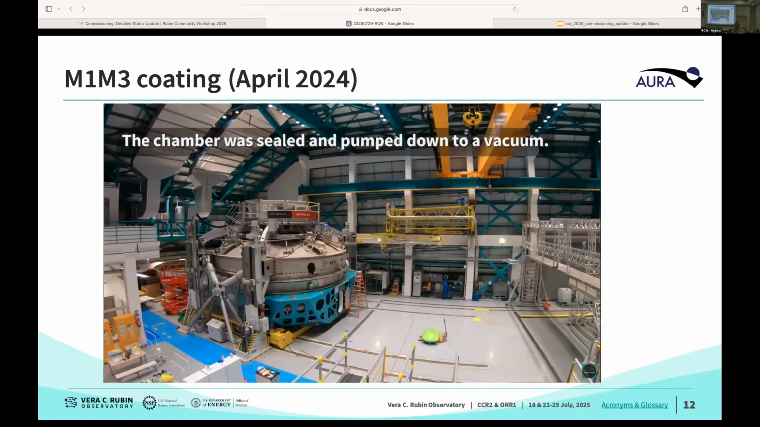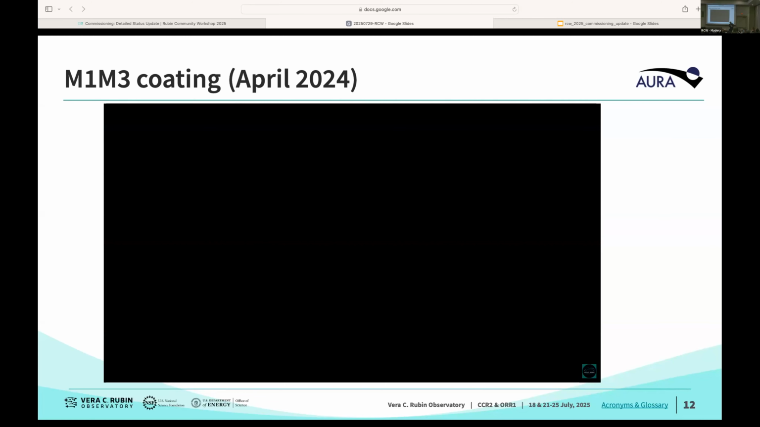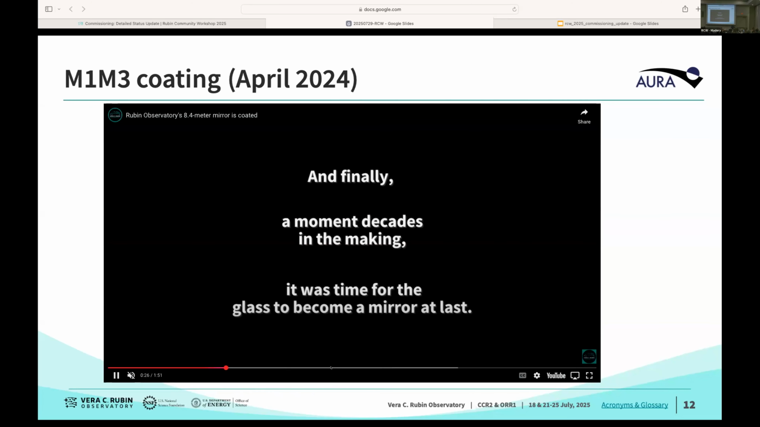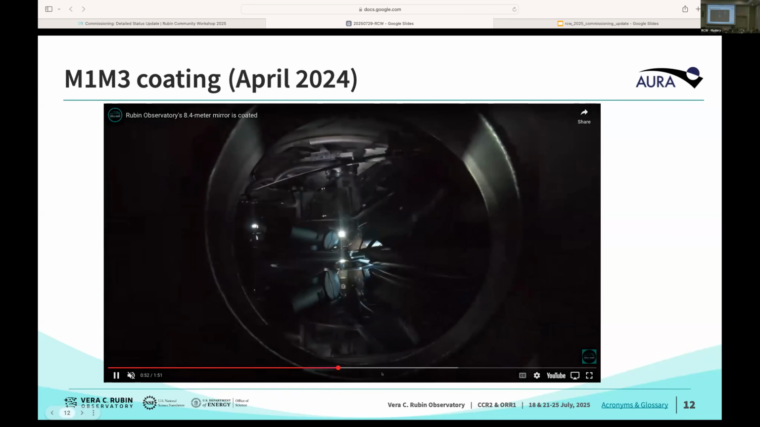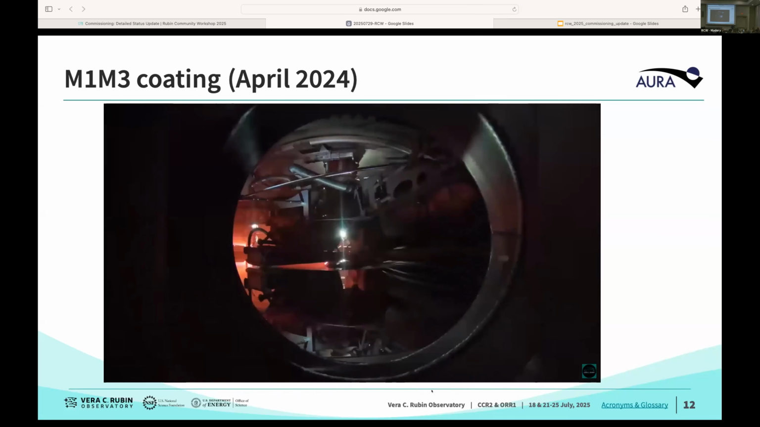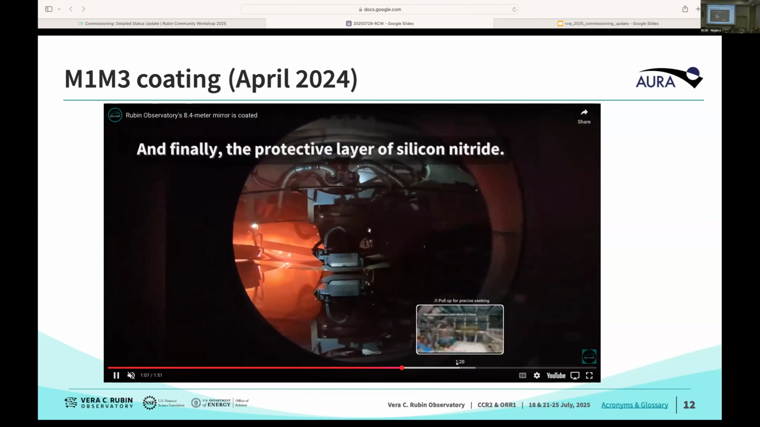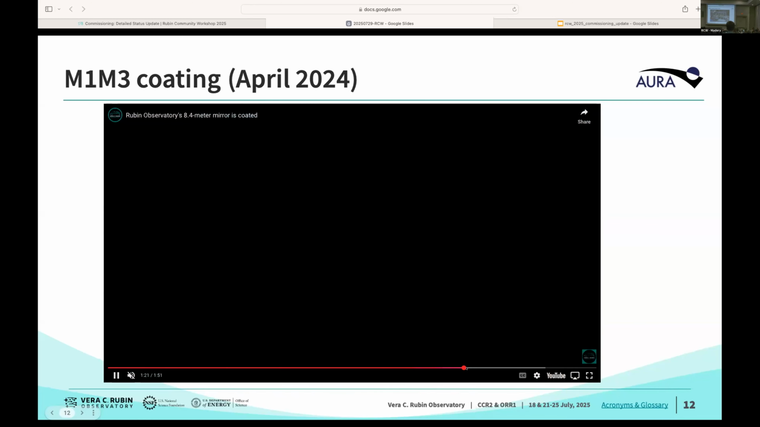I'm actually going to fast forward on this a little bit. Again, you can see this on YouTube. But we make plasma and then we spin around and deposit that plasma on the glass. And then after you do that for a while, it comes out and it's beautiful.